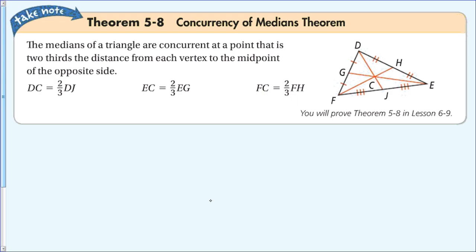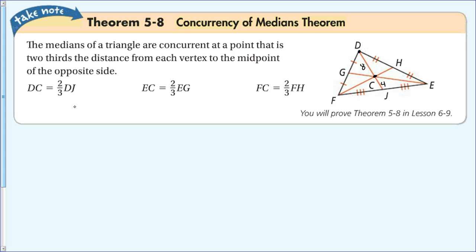All right, concurrency of the medians theorem. Only reason I wanted to show you this was because of this. The medians have a special property. A line from the vertex to, what is this called again? It's the centroid, is actually 2 times longer than from the centroid to the side of the triangle. So if this was 8, this would be 4.